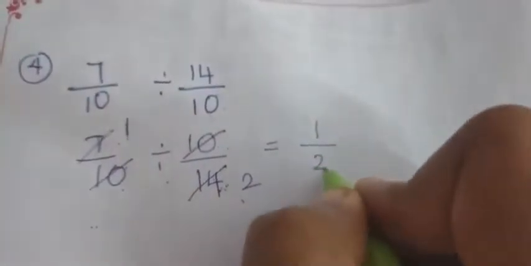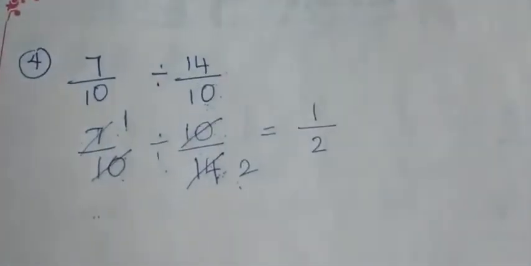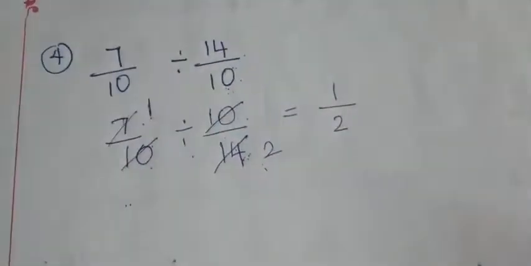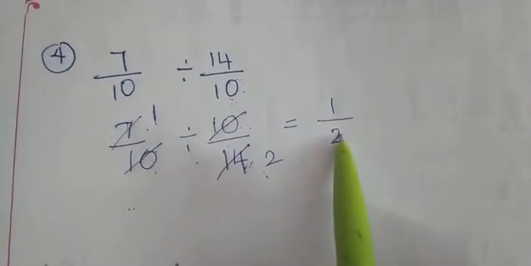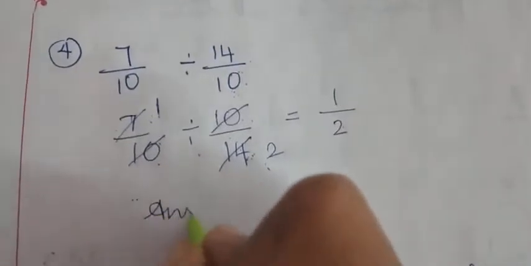Now 7 and 14. 1 sevens are 7. 2 sevens are 14. Right? We use the common factors. Common table, seventh table. 1 sevens are 7. 2 sevens are 14. Now the answer we can write as 1 by 2. 1 by 2 is the answer.